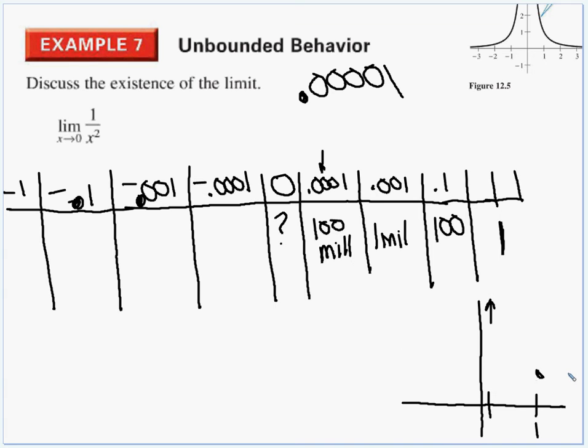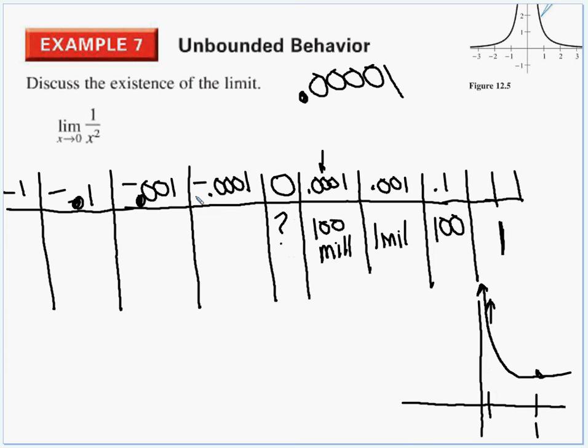So as we're coming in here from the plus side, the closer we get to the y-axis, the steeper and steeper we're going to climb. Are we ever going to touch it? No, because that would be like dividing by 0.